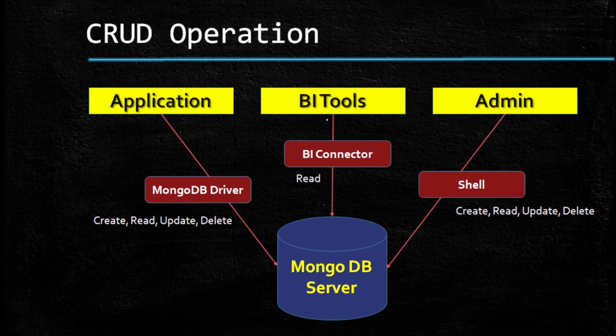Similarly, BI members can access the data by using BI tools, and BI tools will interact with the server through the BI connector. Here they can only do the read operation because they don't require insert, update or delete, since they are doing some analysis over the data. The last one: the admin can access MongoDB data with the help of the MongoDB shell. The admin can do any operation like create, update and delete. This type of operation is called a CRUD operation. So now we will move to our next slide.